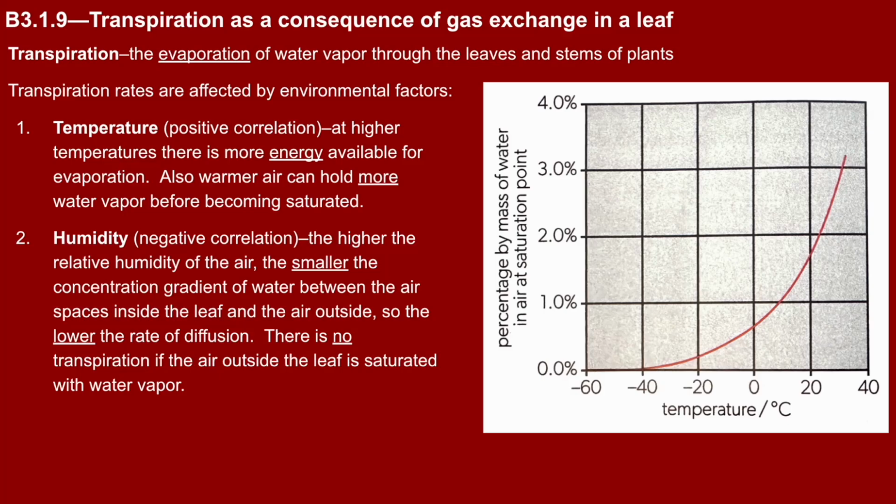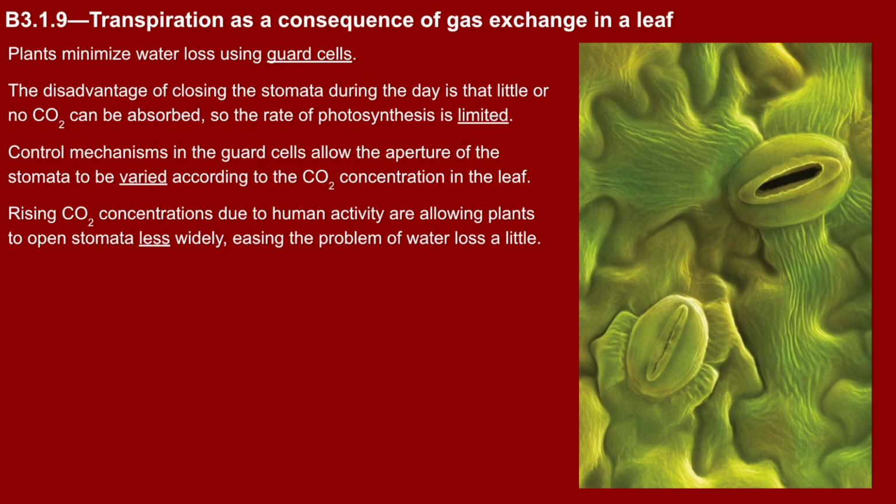On the other hand, there's a negative correlation between humidity and transpiration. As humidity increases, transpiration decreases. And this makes sense. The more water vapor in the air, the less of a concentration gradient there is between the leaf and the air, and so water is not going to transpire out of the plant as quickly. Again, that transpiration is going to be controlled using guard cells in the stomata.